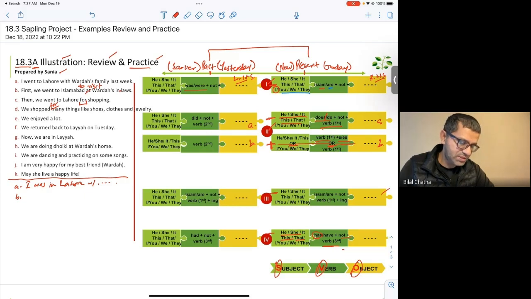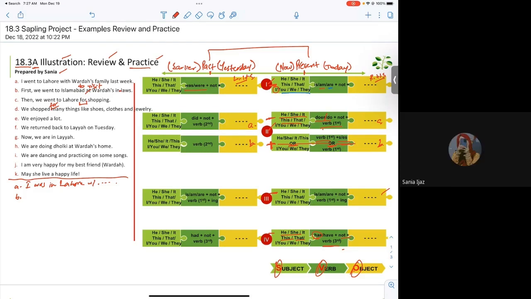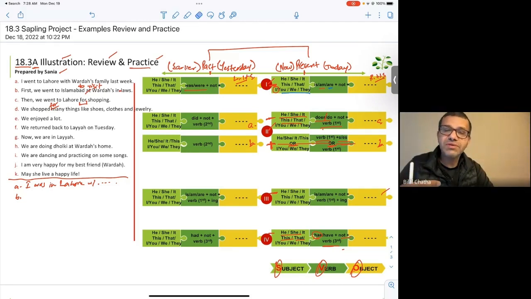Sunny, I'll stay with you for a minute. Sentence F: We returned back to Lahore on Tuesday. This one has one mistake. What do you think? Sir, I think I should not use back. Why not? Because return has the same meaning. Yes, return means to come back. When you use two words with the same meaning, it becomes redundant. So we will remove back.